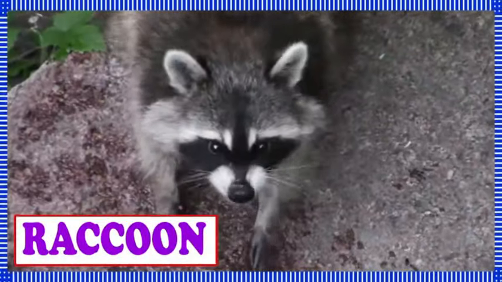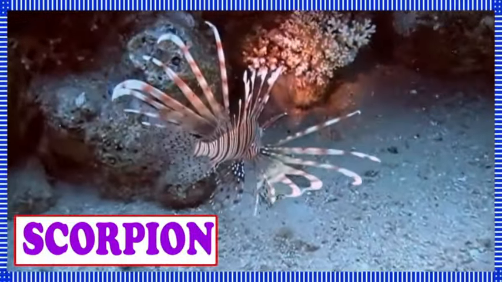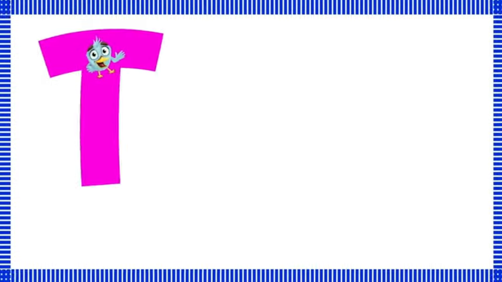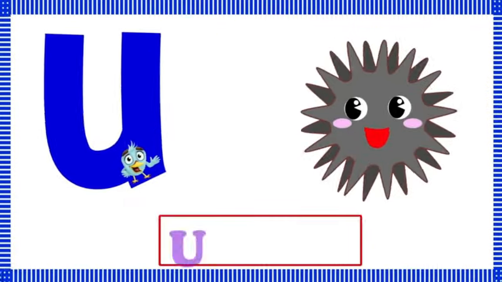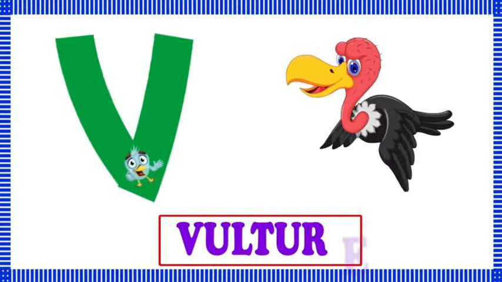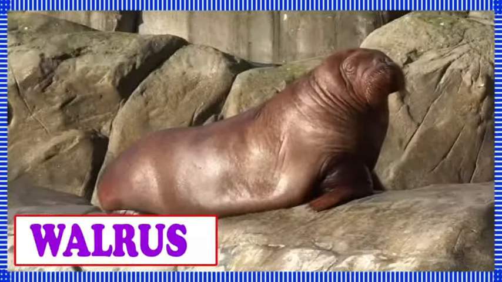R is for raccoon. S is for scorpion. T is for tiger. U is for urchin. V is for vulture. W is for walrus.